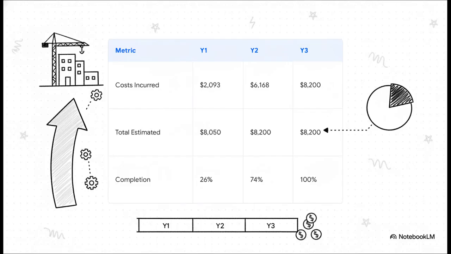To fix that, we use the percentage of completion method. Let's look at a scenario where a contractor spends just over $2,000 in year 1 out of an estimated total of roughly $8,000. By dividing those costs incurred by the total estimated costs, we get 26%. What that means is they can logically recognize 26% of the contract's revenue right there in year 1. It brilliantly ties the money directly to the physical effort they've expended so far.